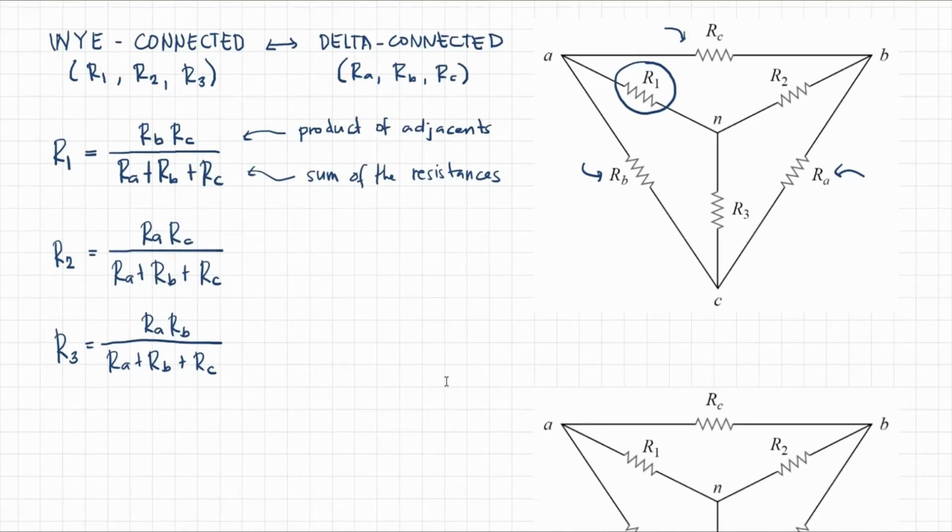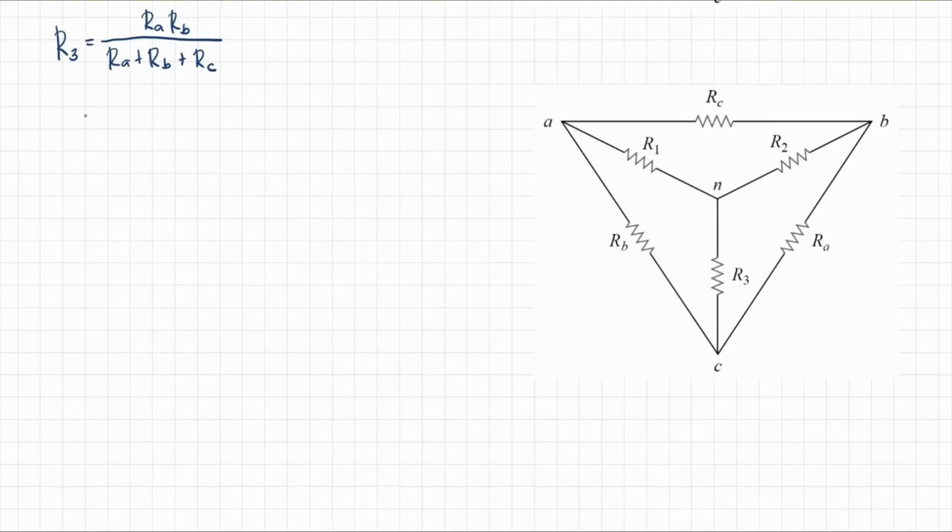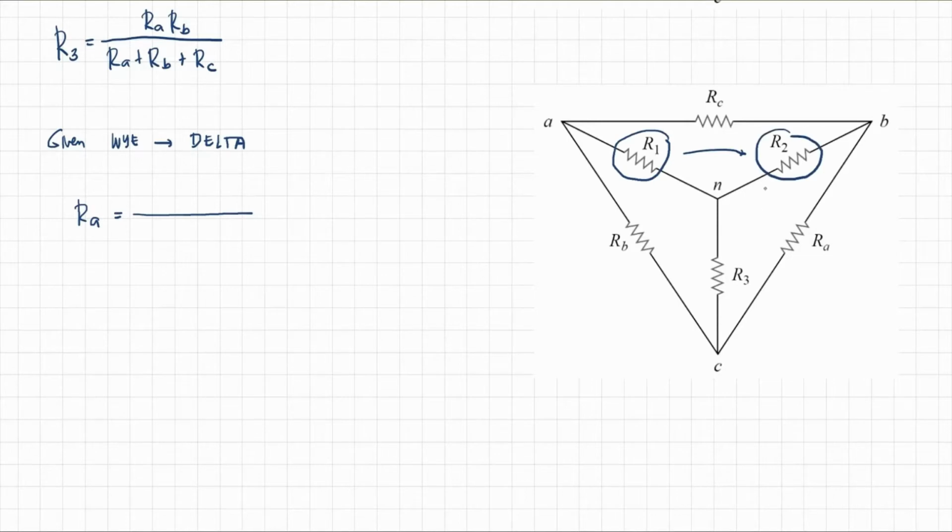Okay, so now we will proceed to another formula wherein the given is a Y-connected network and we would like to look for a delta equivalent. So in this case, what is given would be R1, R2, and R3, and we are looking for the values of RA, RB, and RC. So let's look for RA. In order for you to do this, you have to multiply the values of the Y-connected network two at a time and get the sum of it. So that is R1 times R2 plus R2 times R3 plus R1 times R3.